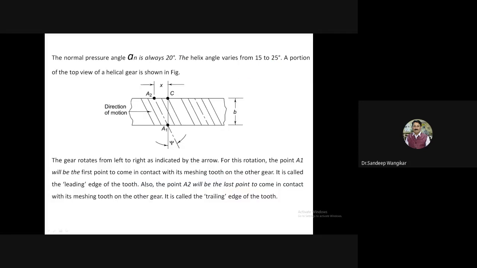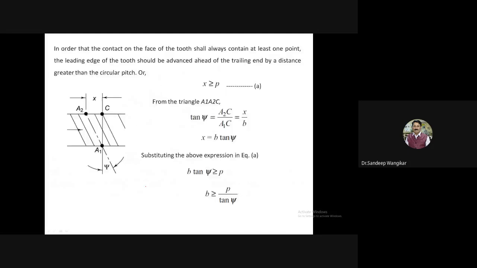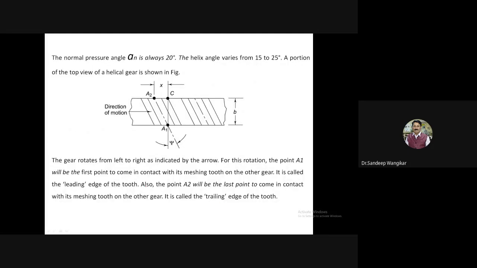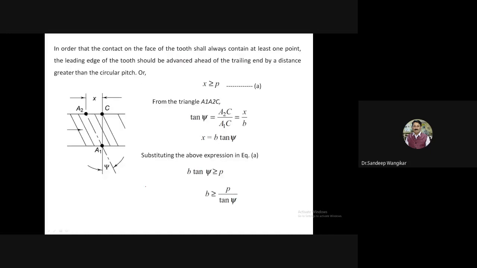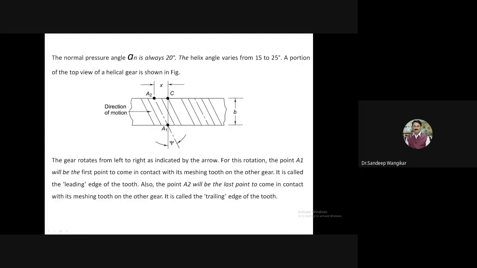Okay, so let us proceed further. After tooth proportions, now we will be discussing the leading edge, what we can call the leading edge, what we can call the trailing edge, and what is the advance of the leading edge and trailing edge. So this point now we will be discussing.